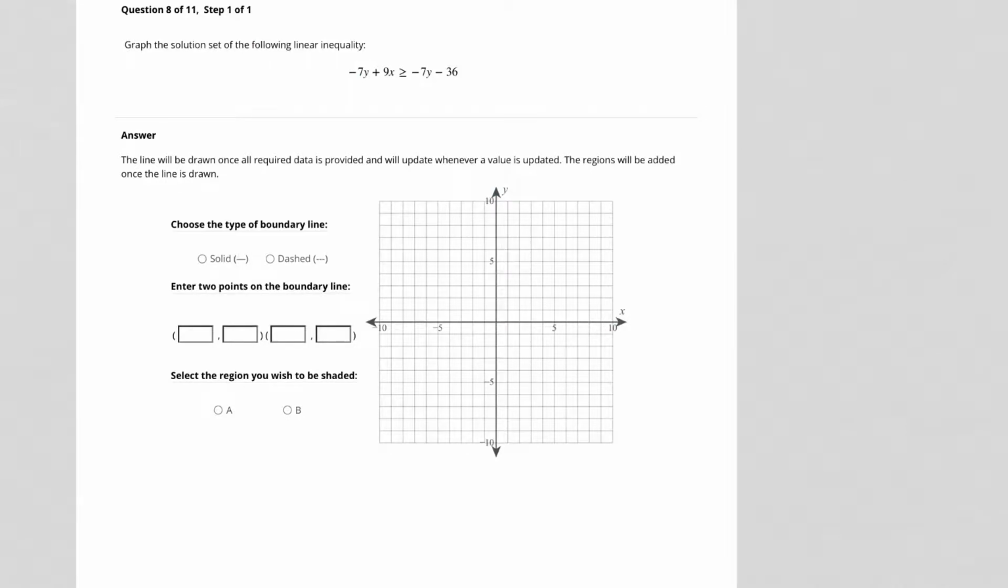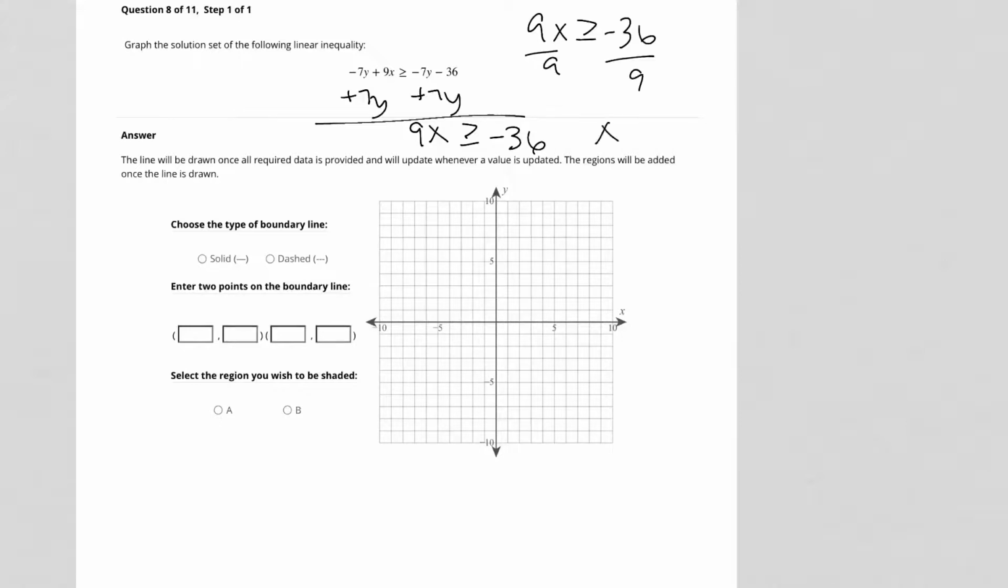Here I have the inequality, negative 7y plus 9x greater than or equal to negative 7y minus 36. I'm going to try to clean this up a little bit, and I'm going to move the 7y that's on the right over to the left, which means I'm going to add 7y to both sides. Negative 7y plus 7y is 0, and then I have 9x greater than or equal to negative 36. I'm going to take that one step further, divide by 9 on both sides, giving me x is greater than or equal to negative 4.